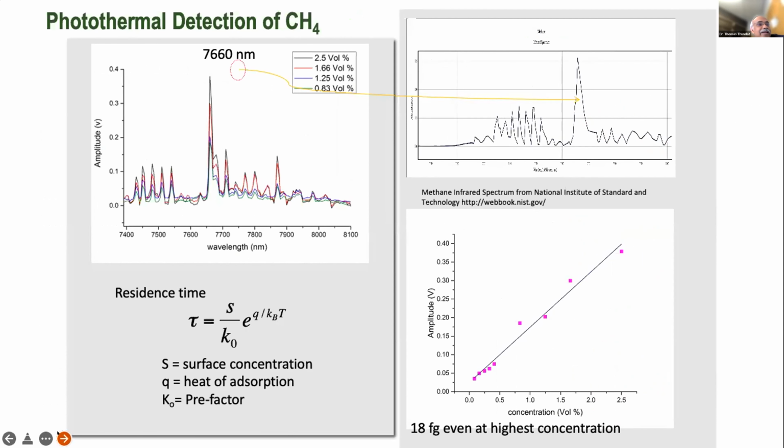You can also detect things that do not absorb, like methane, CH4. However, CH4 has some residence time depending upon the heat of adsorption on the surface, and it may stay on the surface for a nanosecond. During that time, we can expose the cantilever, of course, they are absorbing and desorbing, and this vibration time is so fast, so you can see the spectrum of the methane. This is taken with a quantum cascade laser, and the amount of methane adsorbed on the surface is 18 femtogram.